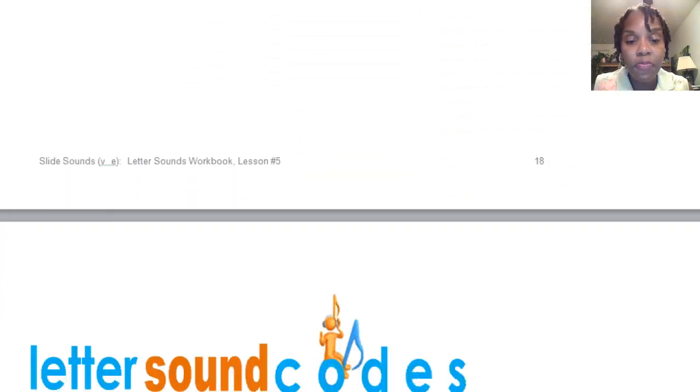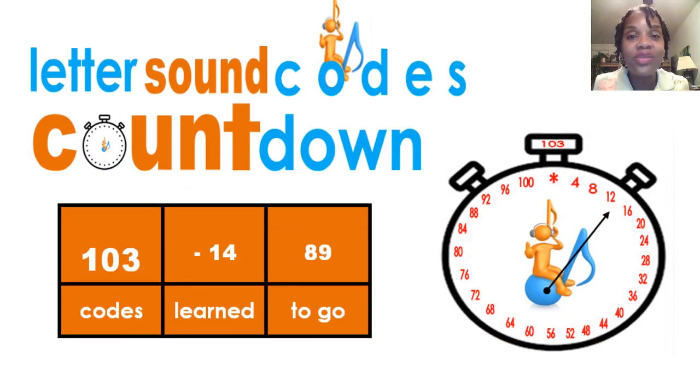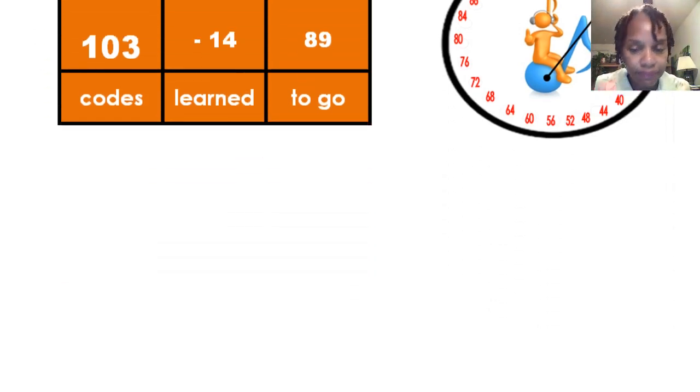Moving right along. So let's do the letter sound codes countdown. As of today, we have learned 14 letter sound codes, and we've only got how many to go? 89. Oh my! Sounds like a lot, but we're moving right along, aren't we? Good job. So let's look at the clock here. We are right here at 14. See, the arrow is right between the 12 and the 16, right here at the 14 sound mark. We are just doing big things in this class. Good job.